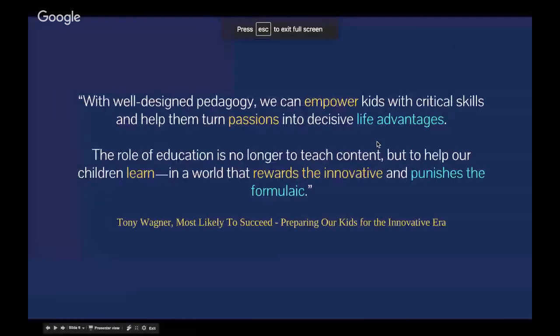So with High Tech High, there's a number of schools now in the US, but originally in California, and they do project-based learning for everything they learn. So the big focus is on skills, and they cover about 40 to 50% of the content of the whole curriculum. I like this idea of rewarding the innovative and punishing the formulaic. So kind of flipping things on its head.